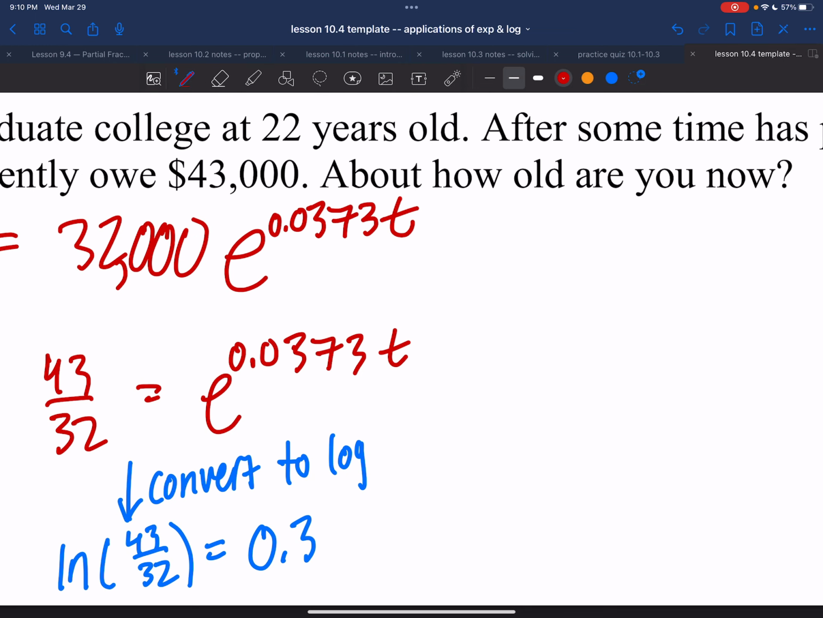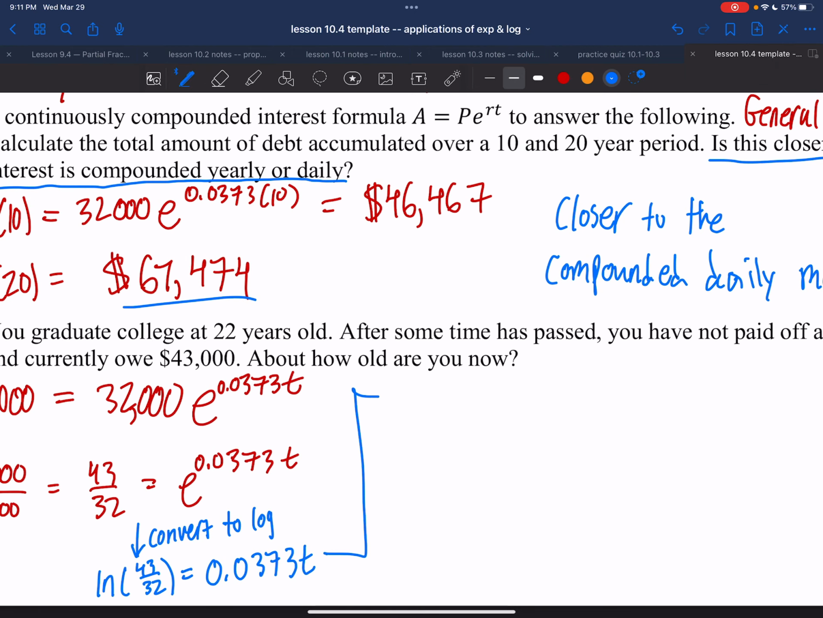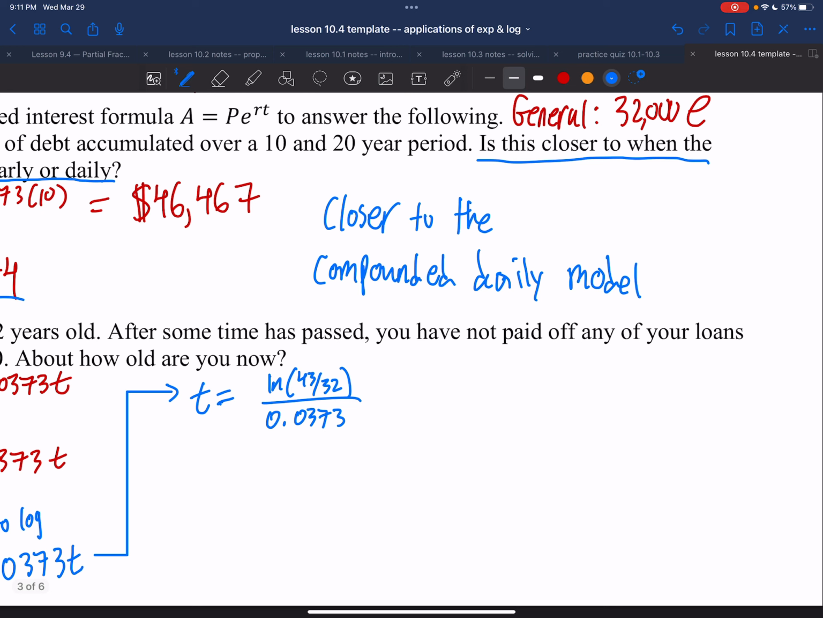Okay, so it is 0.0373 t. So what does that tell me, right? What is t? Well, I'm going to move this up here. I divide by that decimal value. t is natural log of 43 over 32 divided by 0.0373. There you go. Now, see how this is super accurate. You have found the time accurately without rounding.